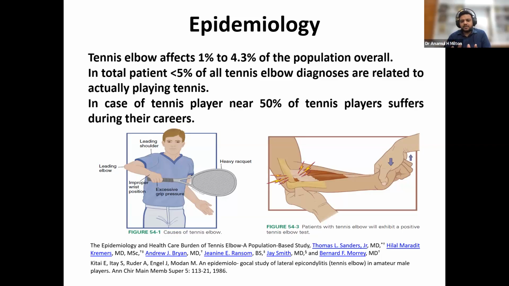In total, less than 5% of these diagnoses are related to actually playing tennis. Previously we called it tennis elbow because of people playing tennis, but after mass research, we saw people who are not playing tennis, but doing things like screwing, or working in the household, also have these kinds of problems. Researchers found there are not a lot of inflammatory markers there, so they found something other than inflammation, and they called it lateral epicondylalgia.